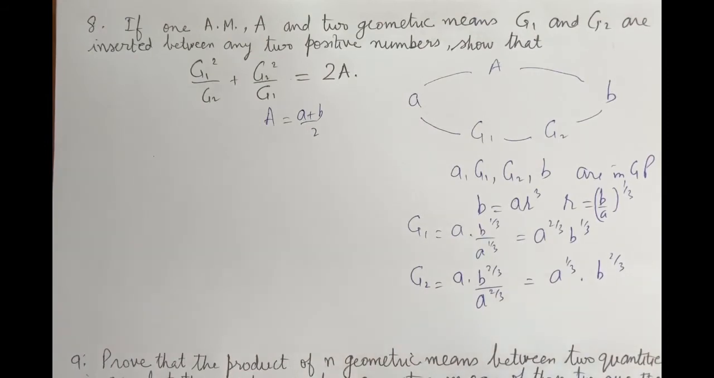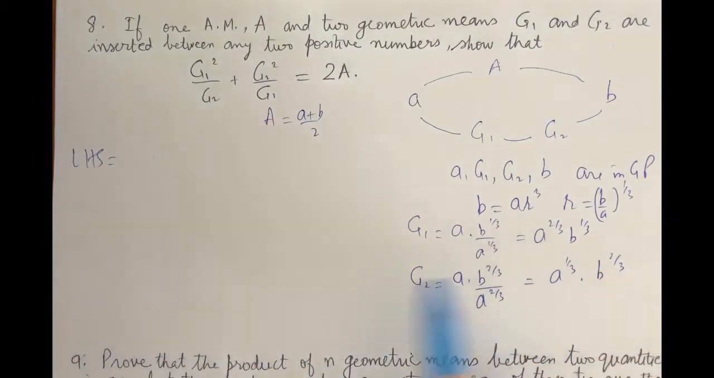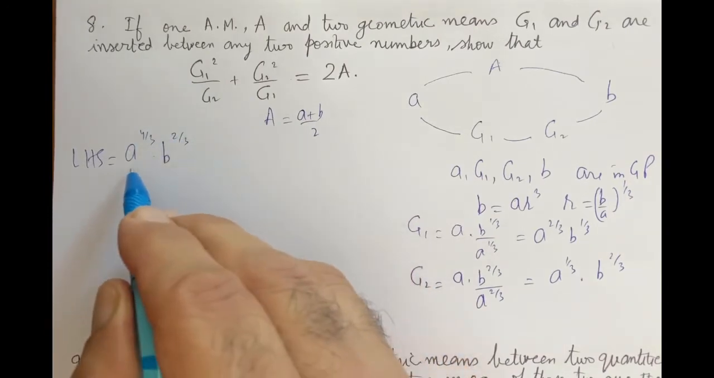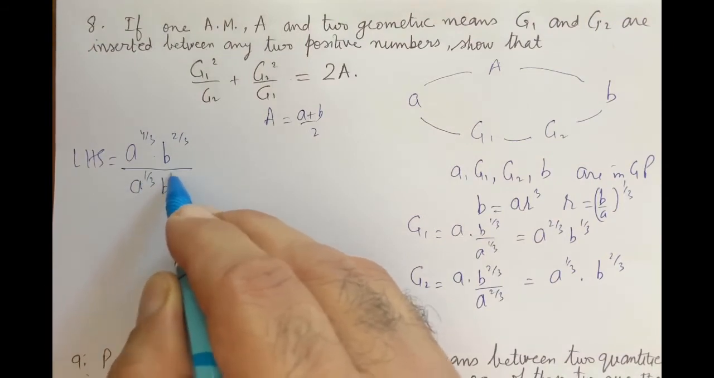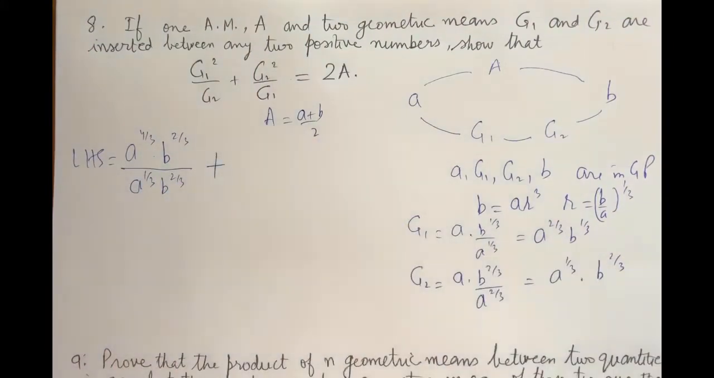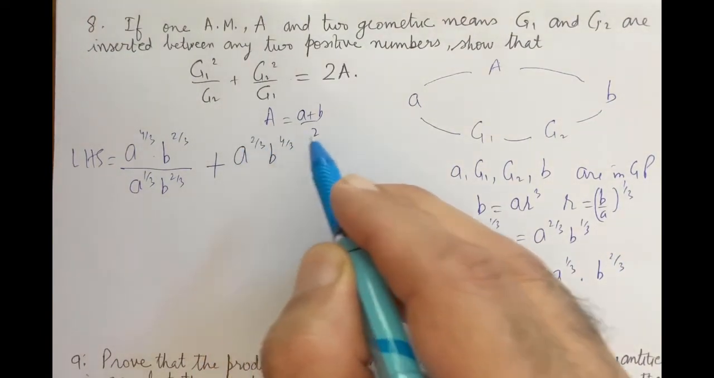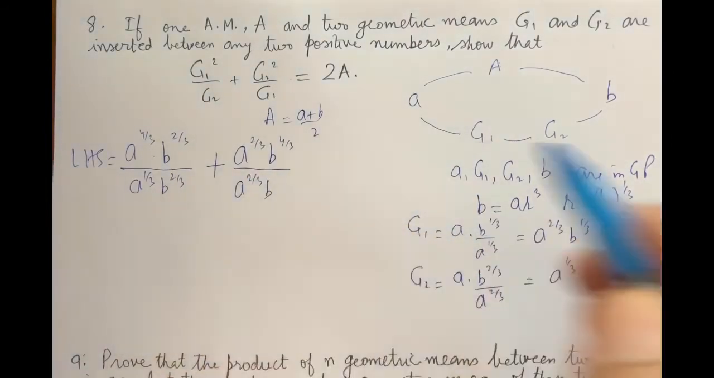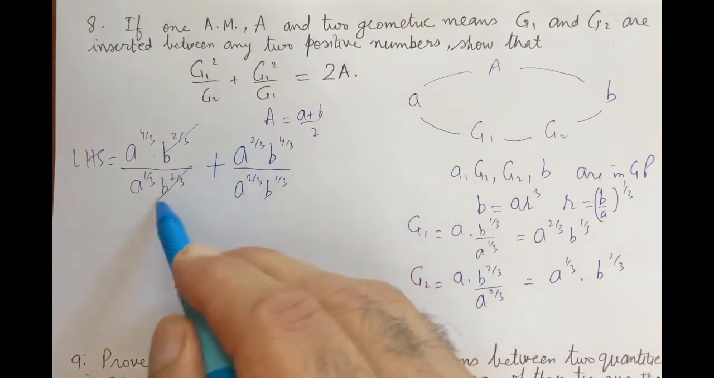So we have g1, g2 and we have the value of it. We substitute values starting from the left hand side. G1 square is a raised to 4 by 3 into b raised to 2 by 3 upon g2. G2 is a raised to 1 by 3, b raised to 2 by 3, plus g2 square, a raised to 2 by 3, b raised to 4 by 3 upon g1. A raised to 2 by 3 into b raised to, this is 1 by 3. This will cancel out.